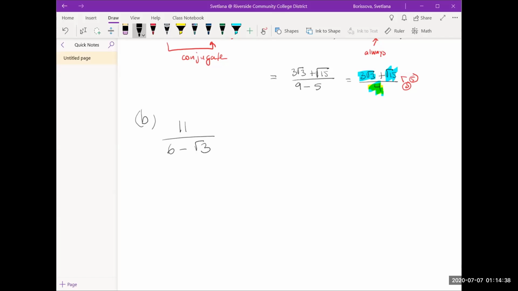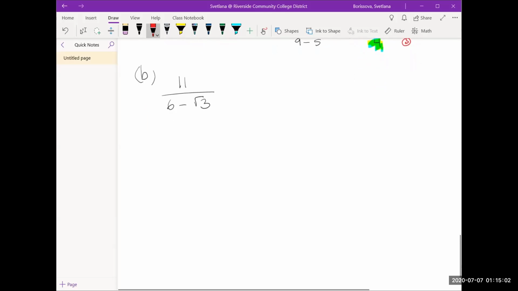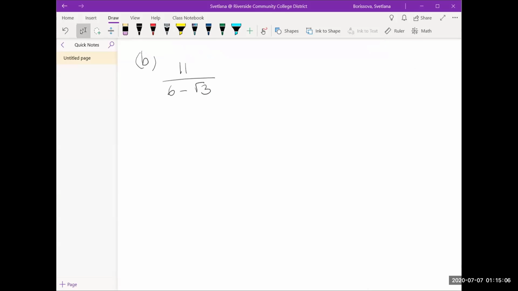We already figured out what to do. So let's see if it made sense to you guys. What do we need to do here to rationalize this denominator to get rid of square root of 3 eventually? What is the first step? So if you know, tell me.